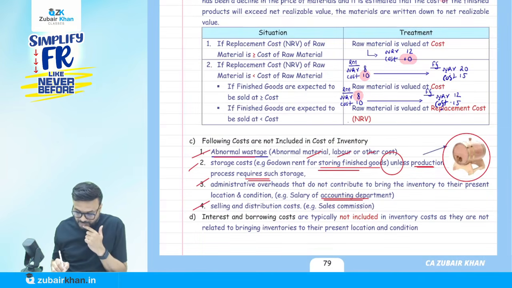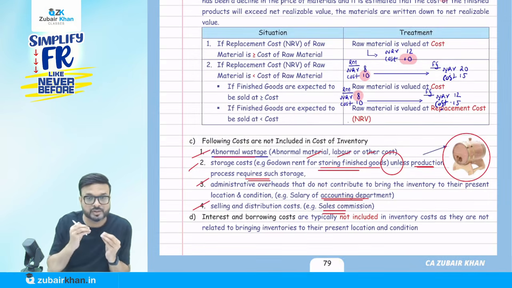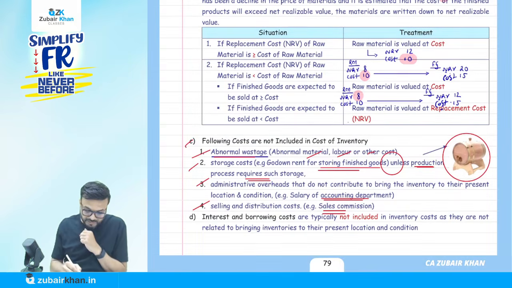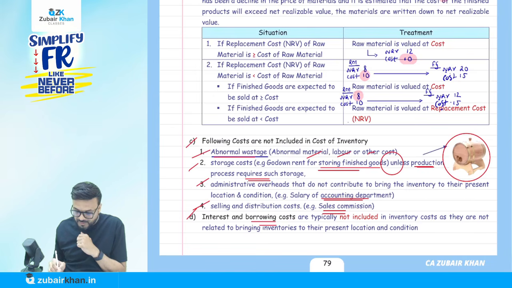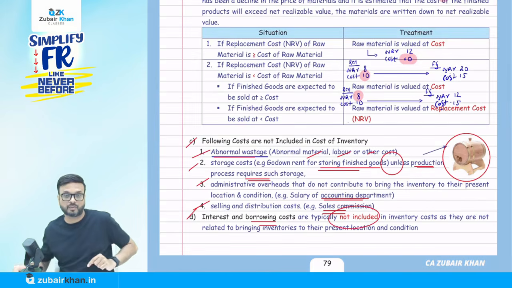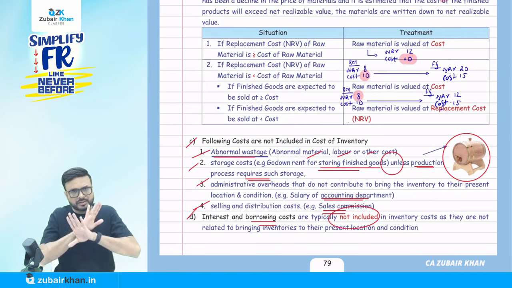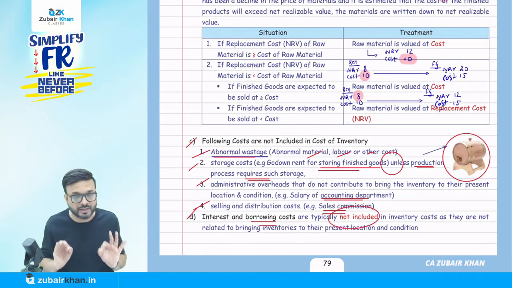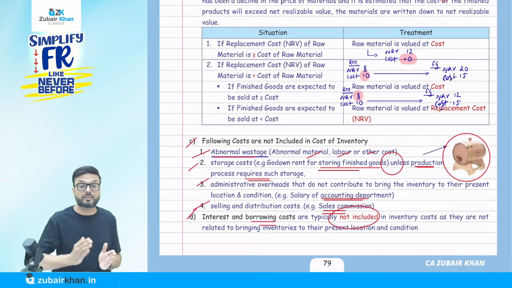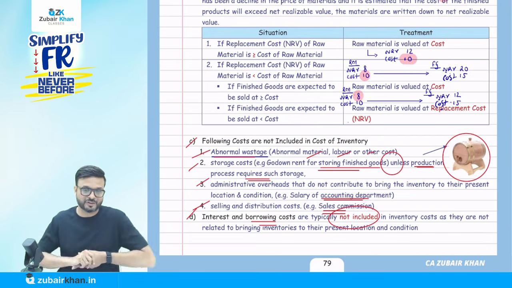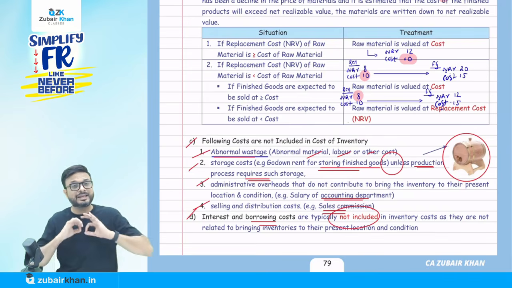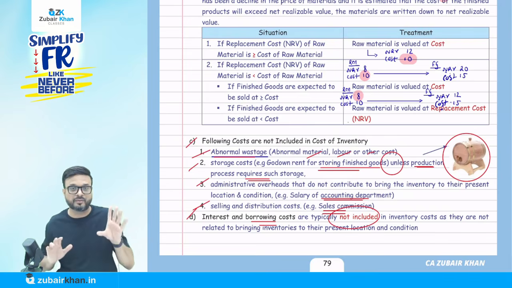Selling and distribution costs, like the sales commission, are also not a part of the cost of inventory. Now, the D point, interest or borrowing cost, I will cover in Accounting Standard 16. So interest or borrowing cost generally is not a part of the cost of inventory. I am saying generally, but there is one exception that we are going to cover in Accounting Standard 16. But in general, borrowing cost is not a part of the cost of inventory.